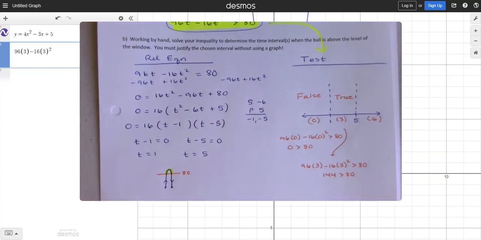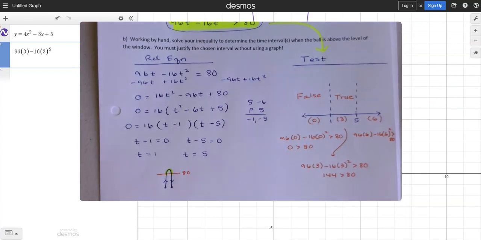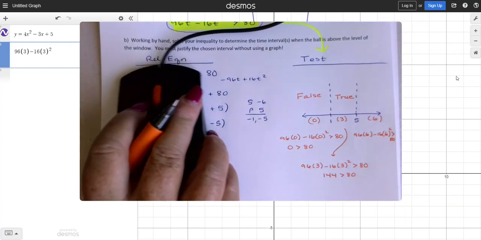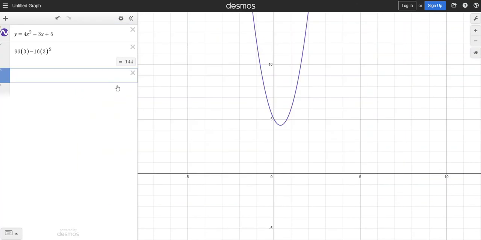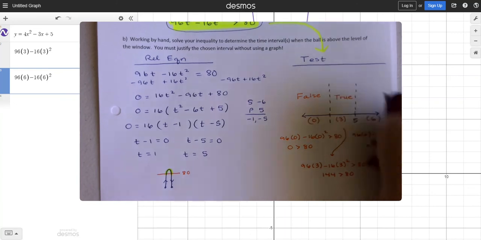And then we're going to expect to get false again for anything bigger than 5, but I'm going to go ahead and try the 6. 96 times 6 minus 16 times 6 squared greater than 80. Sorry, I've got to squeeze that in. I'm going to try that again on Desmos. 96 times 6 minus 16 times 6 squared is 0 again. So this says 0 greater than 80, which certainly is false.